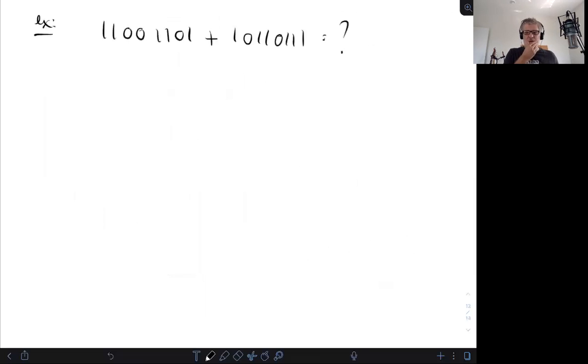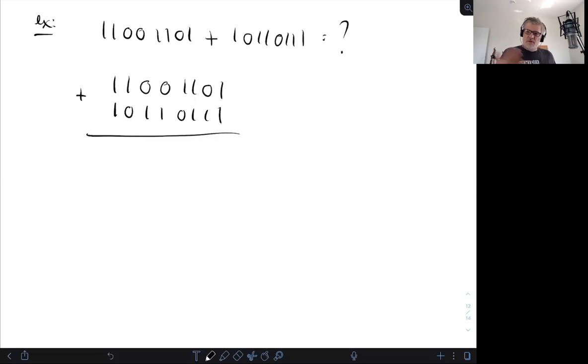Everything is in binary, okay? So let's write this up. 1, 1, 0, 0, 1, 1, 0, 1. Here I have the same number of bits, 1, 0, 1, 1, 0, 1, 1, 1.